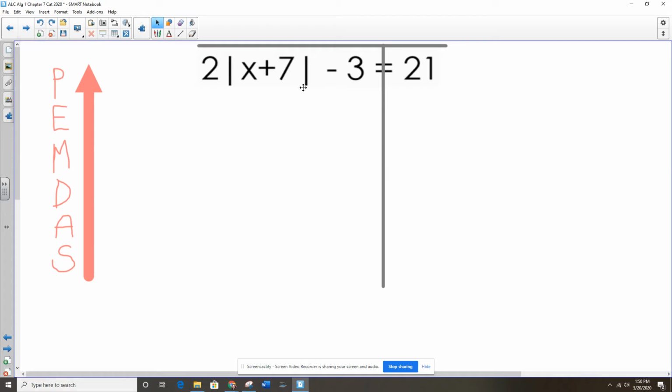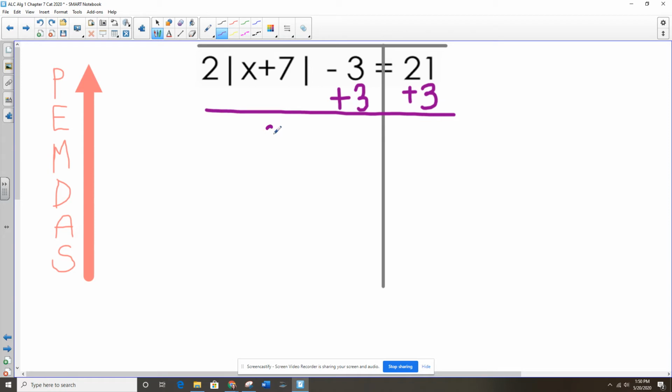So times 2, the absolute value, the plus 7 inside the absolute value, the minus 3. Which are we going to undo first? The correct answer is we're going to undo minus 3. All right, and how do you undo a subtract 3? You add 3. So 21 plus 3. I'm going to draw that in because there's a lot going on here. We're going to drop the 2, absolute value X plus 7. And 21 plus 3 is 24.